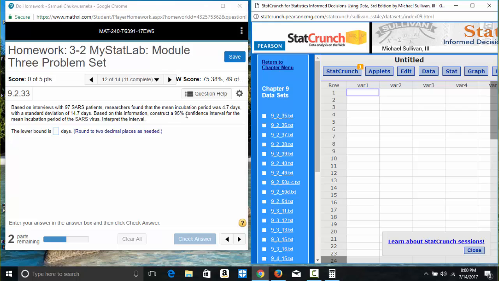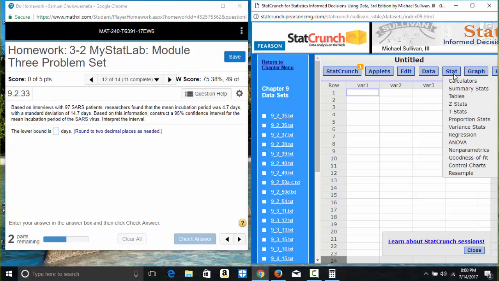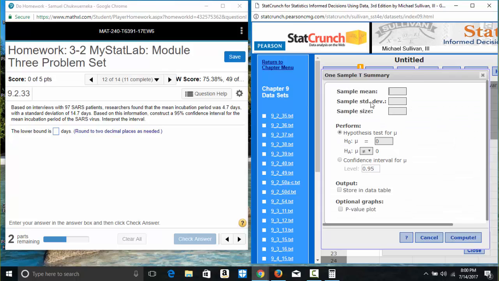Based on this information, construct 95% confidence interval for the mean incubation period of the SARS virus. Then interpret the interval. So I'm going to go to start, t-stats, one sample with summary. The sample mean here is 4.7. The sample standard deviation is 14.7. And the sample size is 97 patients.